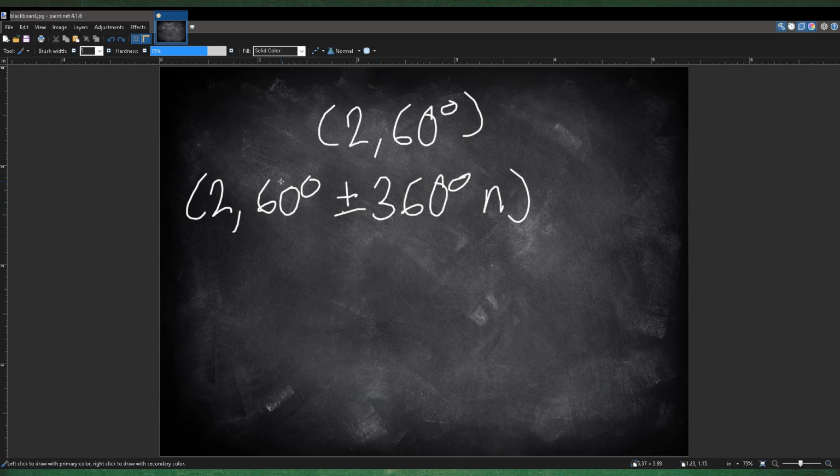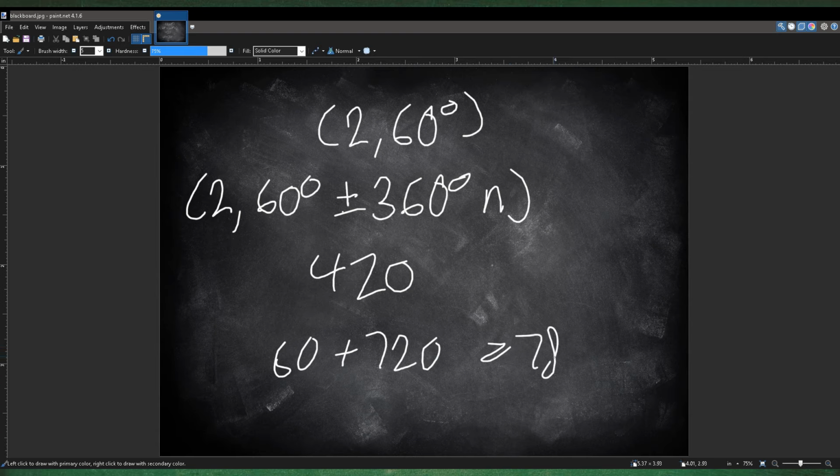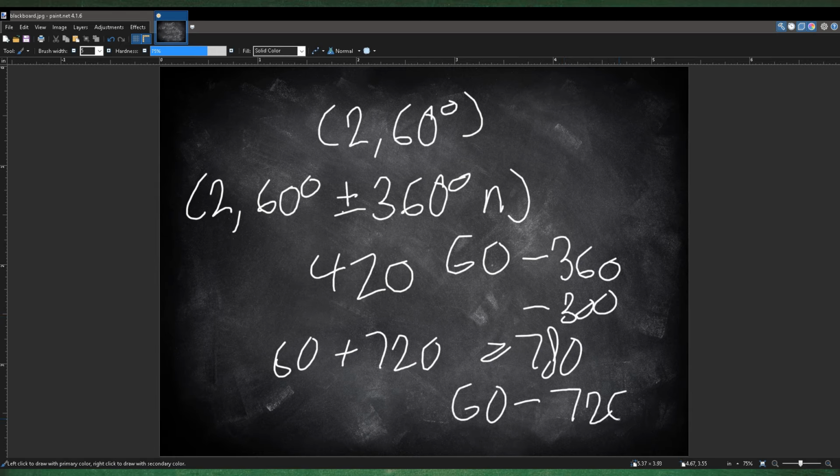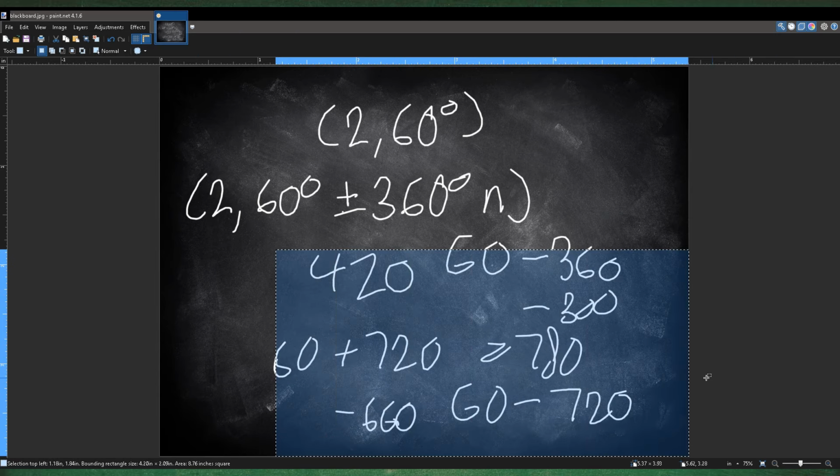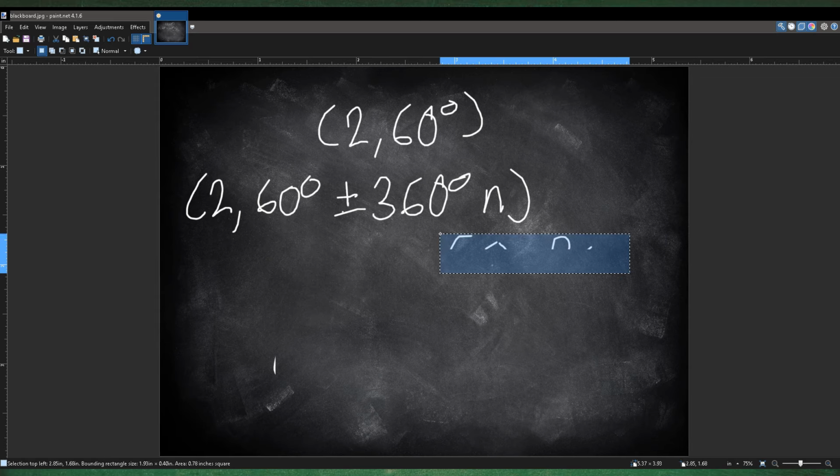So it'll be like 60 plus 360 is 420. 60 plus 720 is 780. Or 60 minus 360 is negative 300. Or 60 minus 720 would be negative 660. So basically it's the same point. It's just that it's a circle, so it makes a full rotation and goes back to that point.